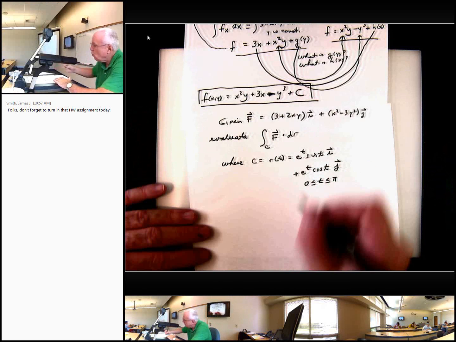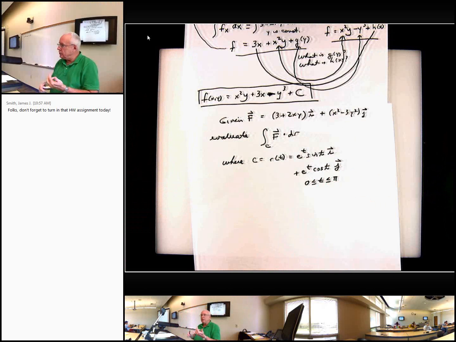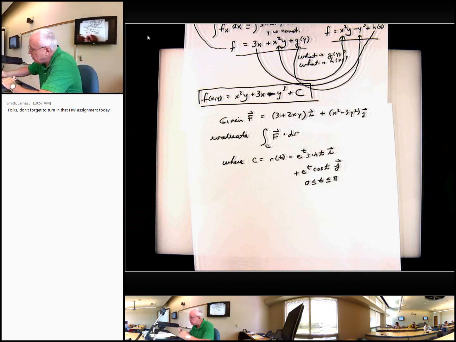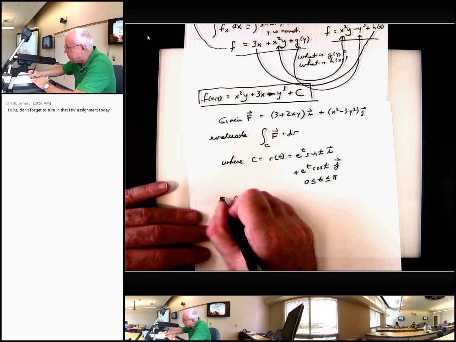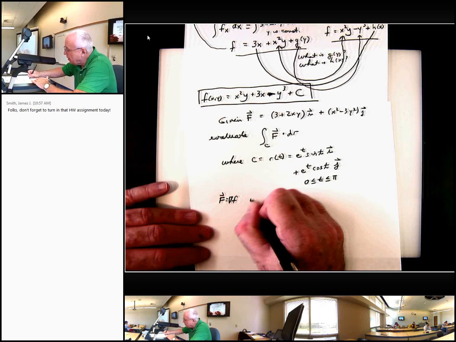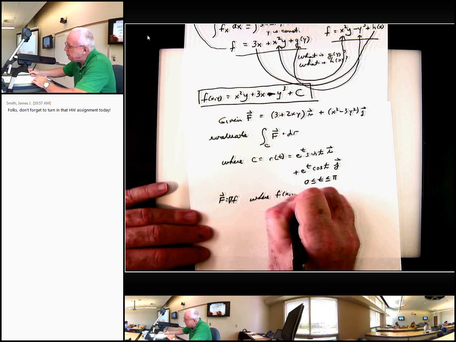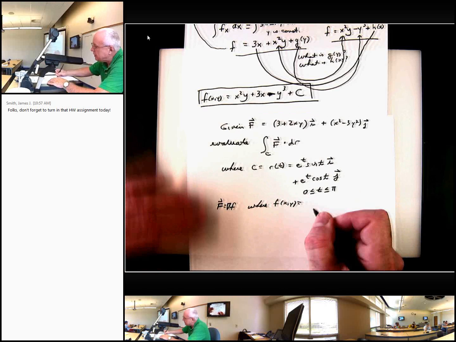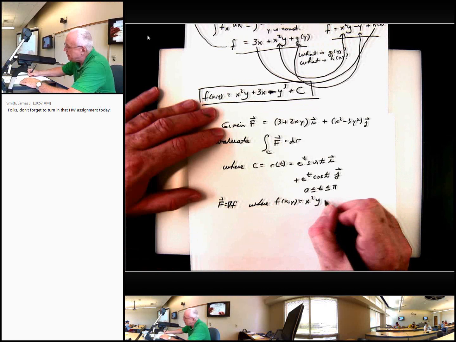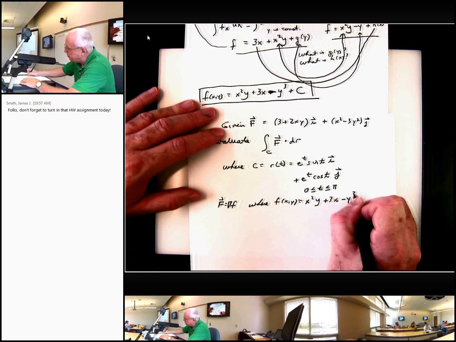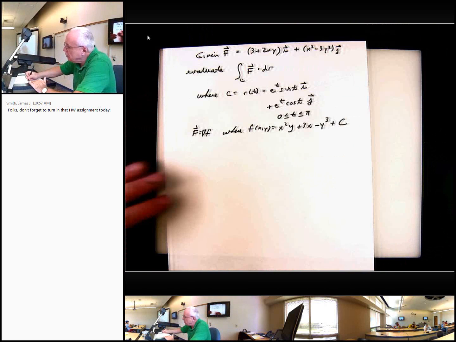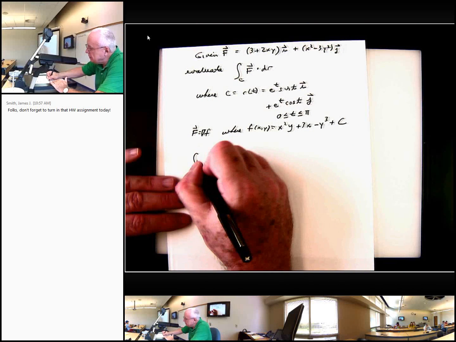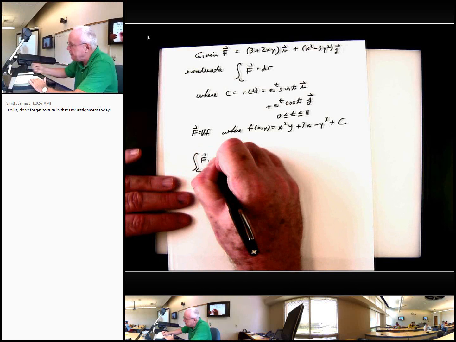Okay. Well, we've determined that this is a conservative field. We have figured out what little f is. So capital F is equal to the gradient of f, where f of x,y, let me repeat what it is, is x squared times y plus 3x minus y to the third plus capital C. So this vector integral will be easy to do.